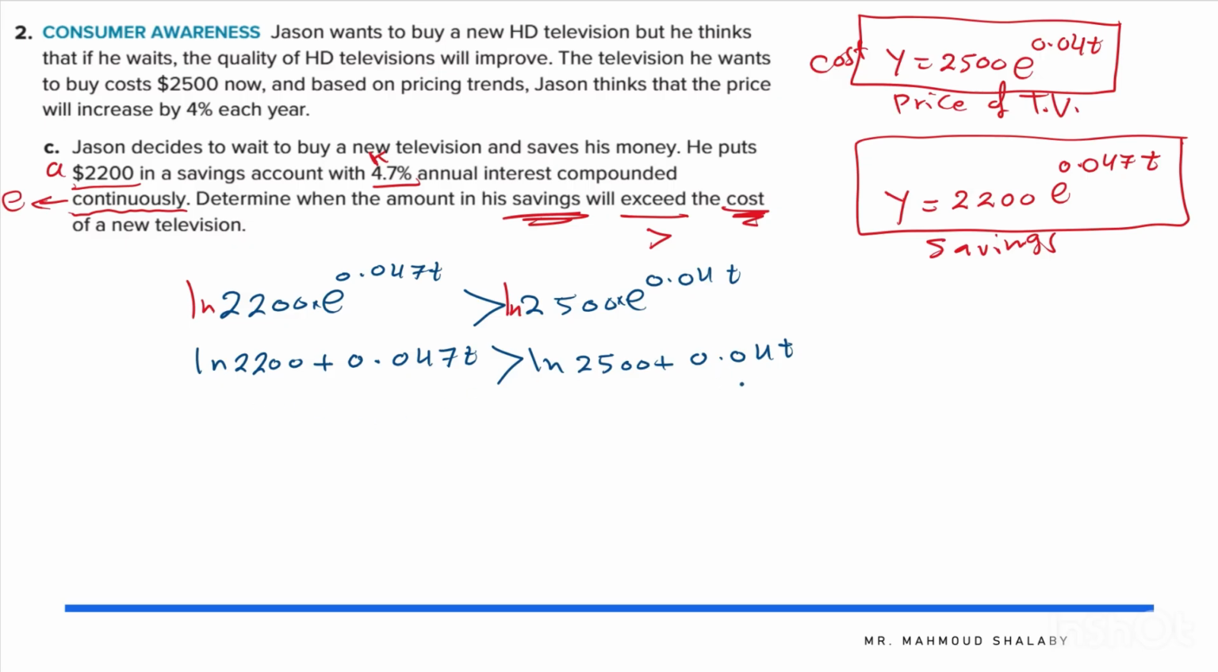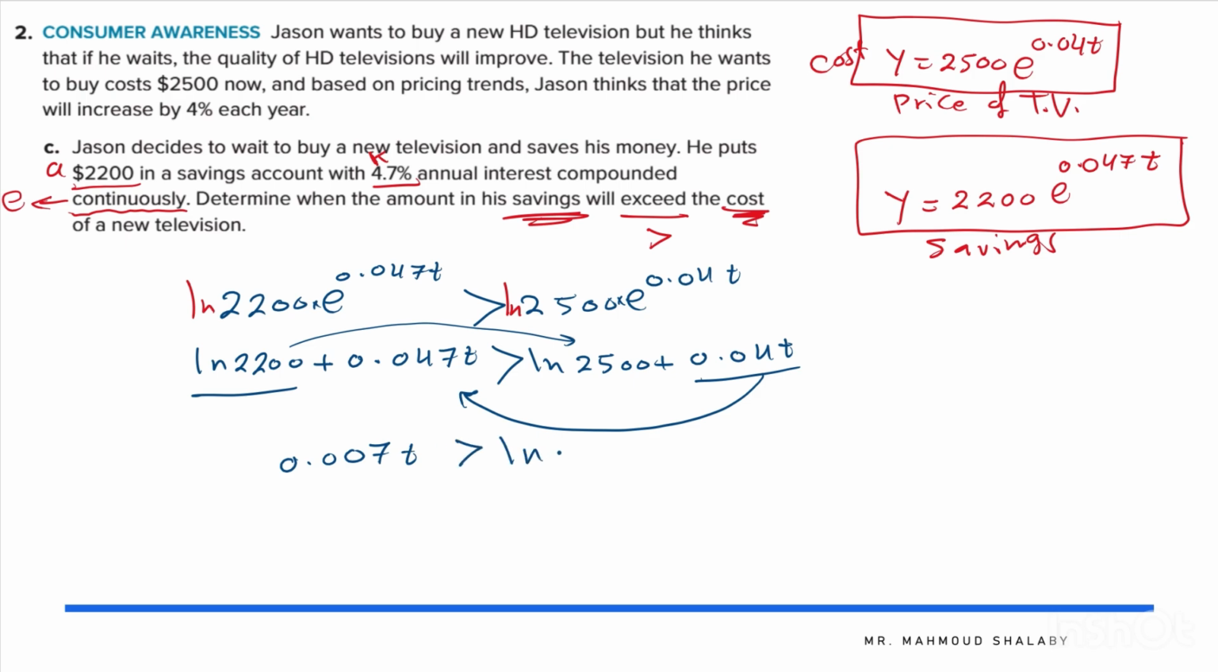Then what I will do next, I will bring this t together, like I will bring this t to the other side, so we will have t on one side, and I will send this one to the other side. It's very obvious I will be subtracting 0.04 from 0.047. So the answer will be 0.007t greater than, here I will not do anything, ln 2500 minus ln 2200. One more time, I will bring this one here, it will be minus 0.04t. When you subtract, it will be 0.007t. This one will go to the other side, it will be minus, but I will not do anything.